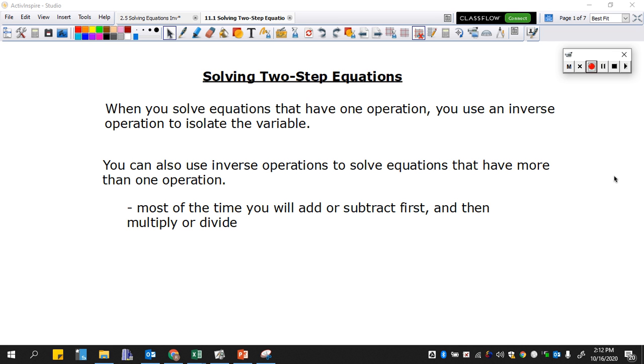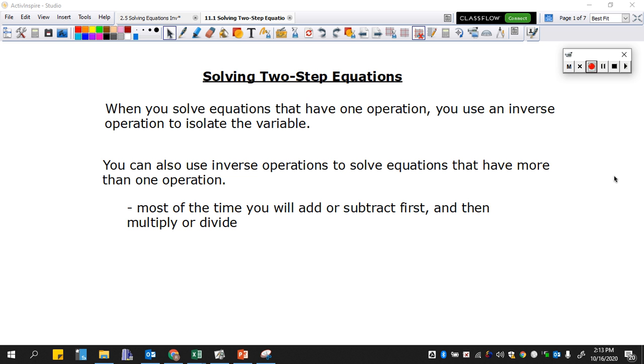In this lesson, we're going to continue solving equations. In the last lesson, we introduced the basic concept of how to solve an equation. Remember, if you solve an equation, you use inverse operations to isolate the variable, or to get the variable by itself. Well, in this lesson, we're going to take it one step further and look at how you solve equations that have more than one operation.